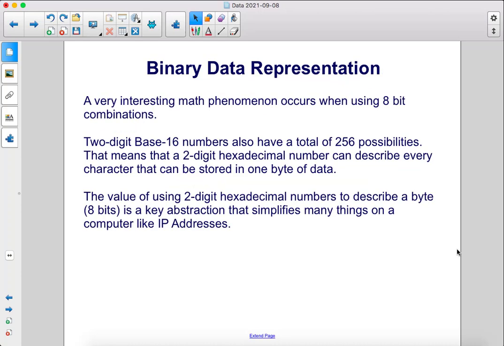A very interesting math phenomenon occurs when using 8-bit combinations. 2-digit base 16 numbers also have a total of 256 possibilities. That means that a 2-digit hexadecimal number can describe every character that can be stored in 1 byte of data. The value of using 2-digit hexadecimal numbers to describe a byte is a key abstraction that simplifies many things on a computer, like IP addresses.